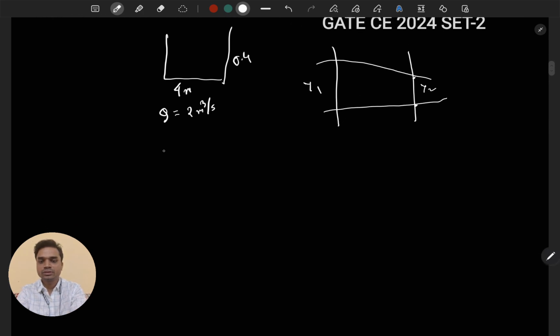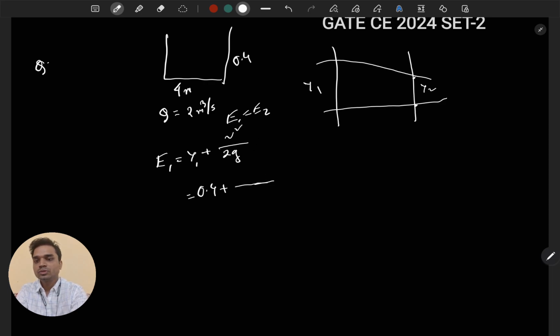Let's write the energy equation. In this case, energy is equal to what? We know energy at section y1 equals energy at y2. So E1 equals y1 plus v square by 2g. In our case y1 is 0.4 plus v square. V means what? As you know, Q equal to AV, and A means B into Y, so Q equal to B into Y into V.